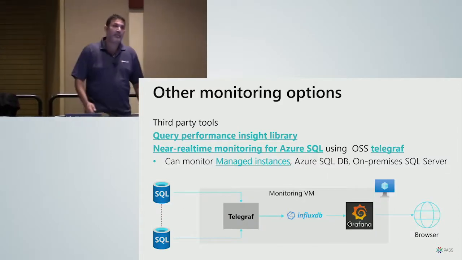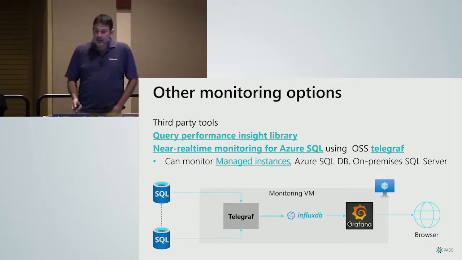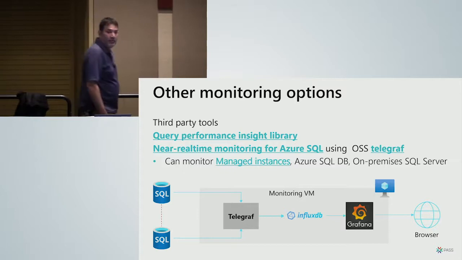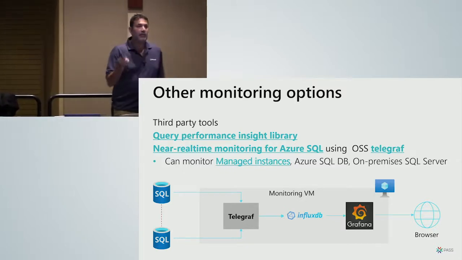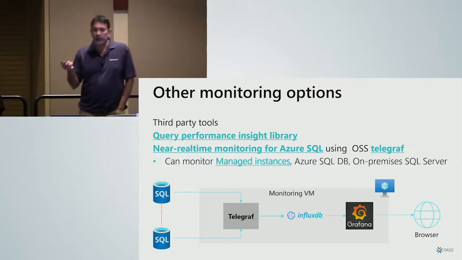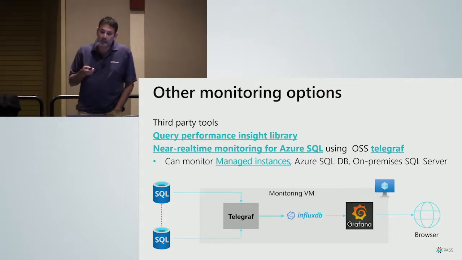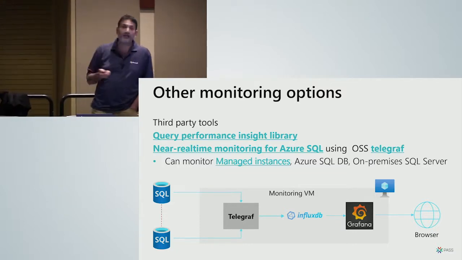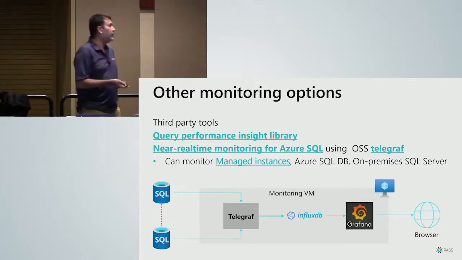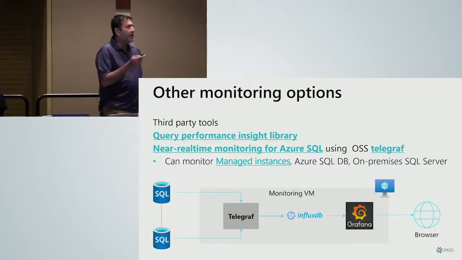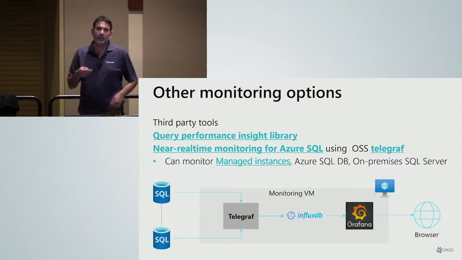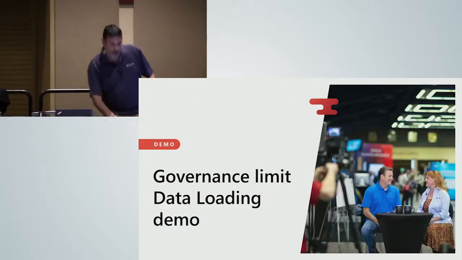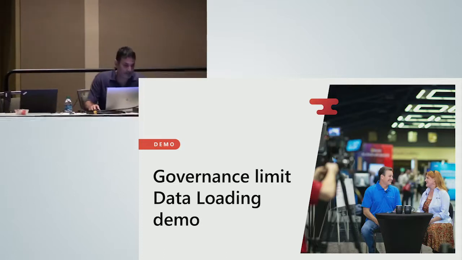And then we have some other monitoring options, including third-party tools. Jovan has a query performance insight library, which is a set of scripts which makes it easy to troubleshoot issues. And there are some other open source tools, such as Telegraf, which is plumbed for Azure SQL Database as well. And I'll be demoing some of that in my demos so that we can see real-time performance. OK, so let's switch to a demo now.